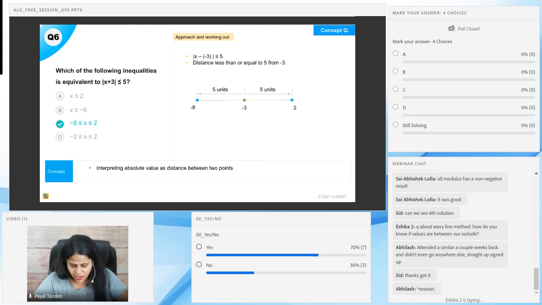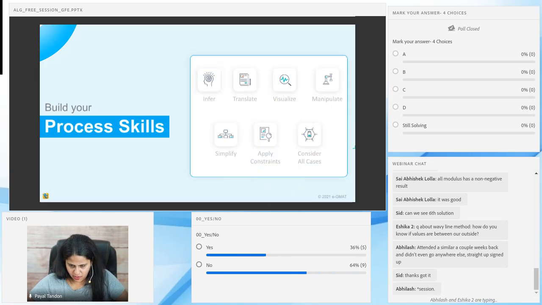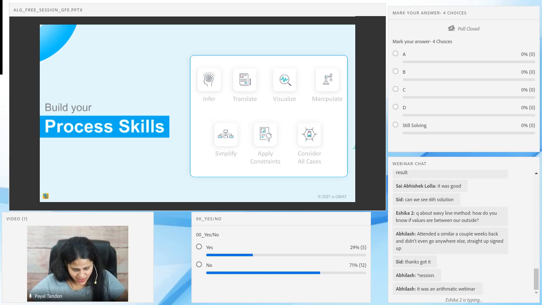But are you an e-GMAT student? Actually, let me get this information. How many of you are e-GMAT students? Accordingly, I'm going to make sure that I provide the right information. So if you are an e-GMAT student, click yes. If not, click no. Okay, I have 40 participants here. Can I get a little bit more participation? Okay, arithmetic webinar. Good.